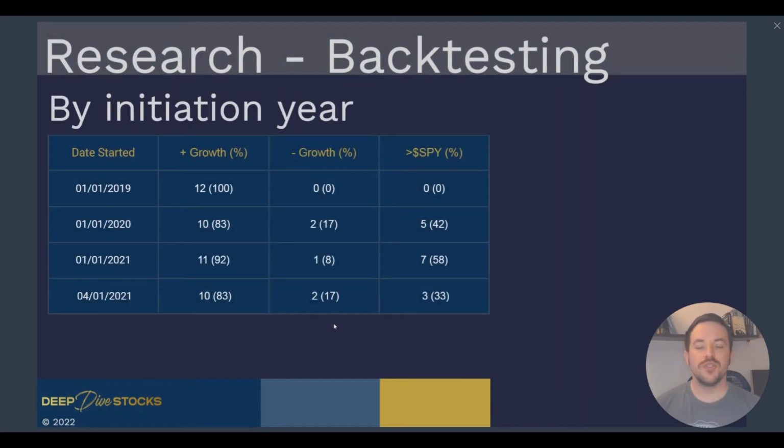So if we look at the growth per year, if we started in 2019, all 12 of those backtesting strategies that started in 2019 experienced positive growth. In 2020, we have 10, or 83%. And we also have 5 of those, or 42%, of those backtests beat SPY. And so we see that for every time frame except for 2019, the backtesting actually did a really good job and beat SPY. In 2021, the majority of the time, but in 2020 and April of 2021, not too far off.